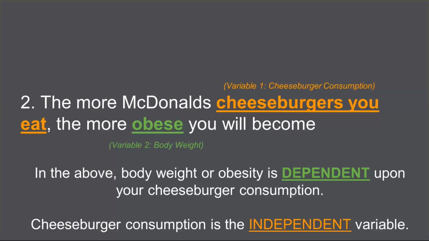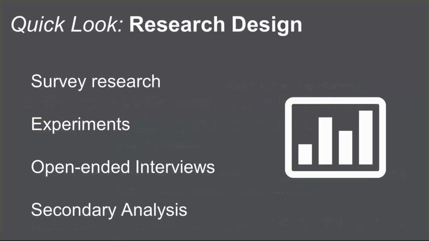Even if you have to say it out loud to yourself, one of these is going to depend on the other, so make sure you're clear on that distinction. As sociologists, we use a number of research methods to look at social problems. One of them is survey research, another is experiments, open-ended interviews, secondary analysis, and your book goes into a lot more. We're just going to look at these four for right now, but again, certainly look through your text as well.